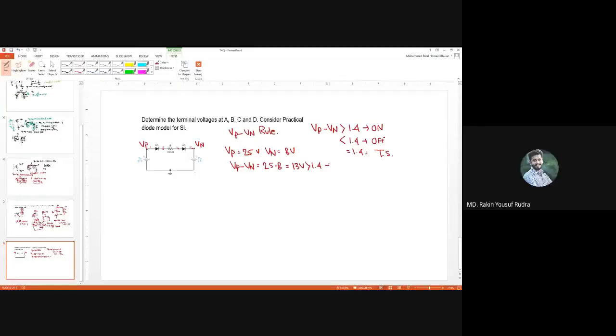So that means we have 13 volt, which is greater than 1.4 volt. So that means both the diodes are on. If both the diodes are on, we can replace both the diodes with 0.7. So this is how the circuit looks like.